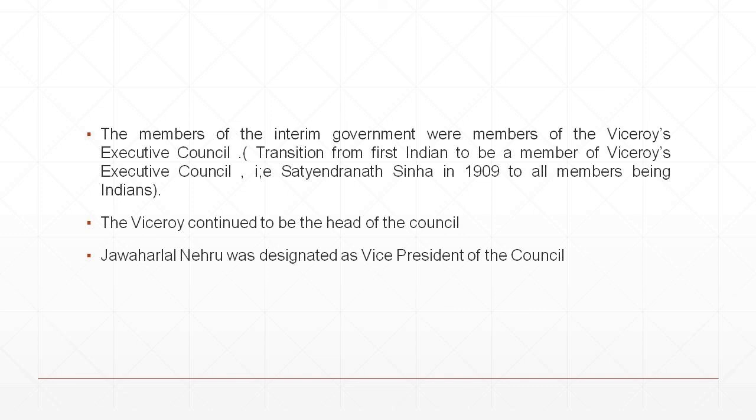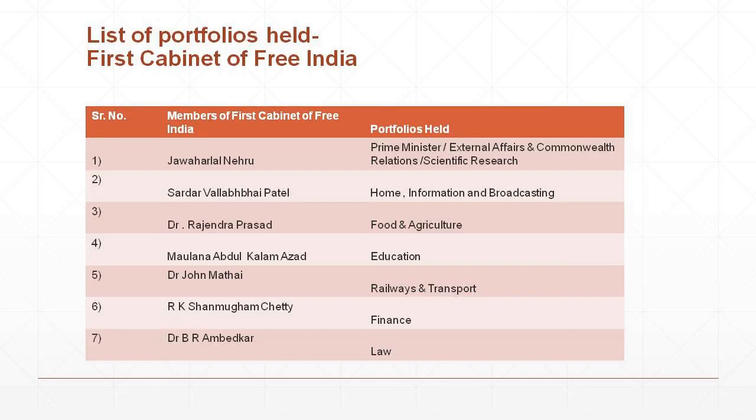And the members of the interim government were also the members of the Viceroy's Executive Council. The Viceroy continued to be the head of the council, but Jawaharlal Nehru was designated as the Vice President of the council. So, the first Cabinet of Free India, who held what post is there?